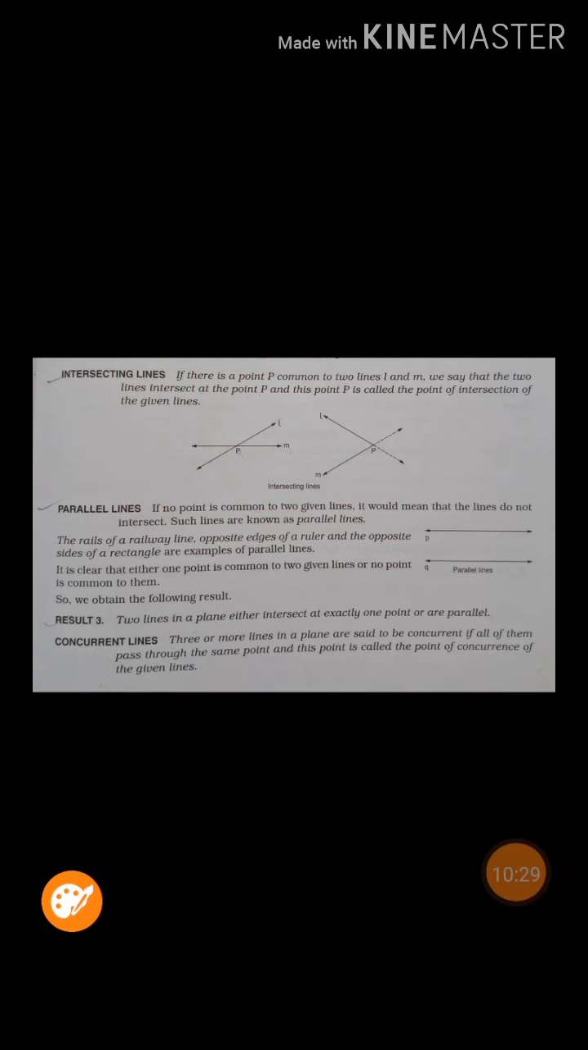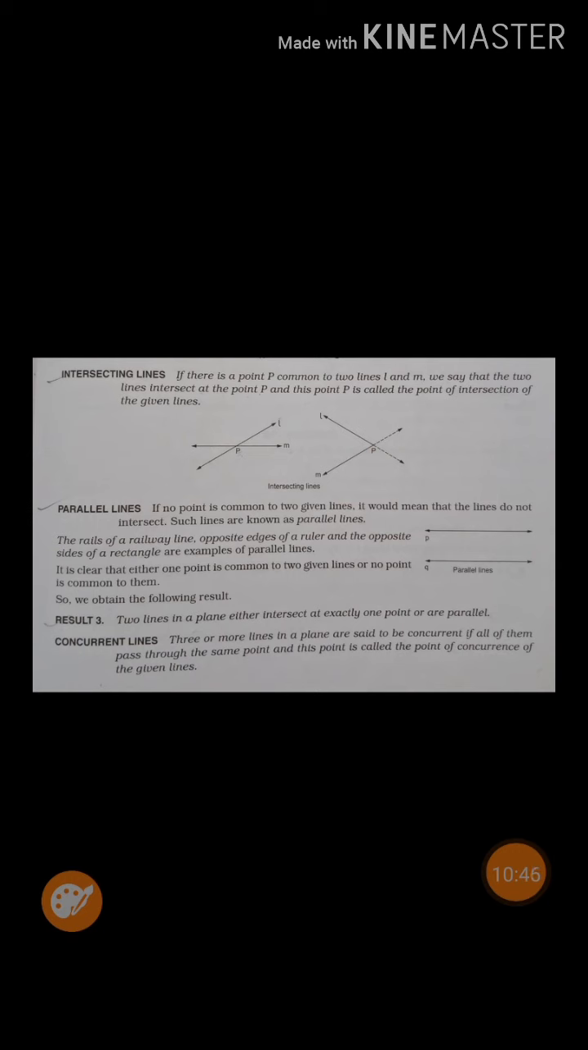Now see result 3. Two lines in a plane either intersect in exactly one point or are parallel. If there are two lines on a plane, either they will intersect each other or they will be parallel to each other. Now come to the concurrent lines.